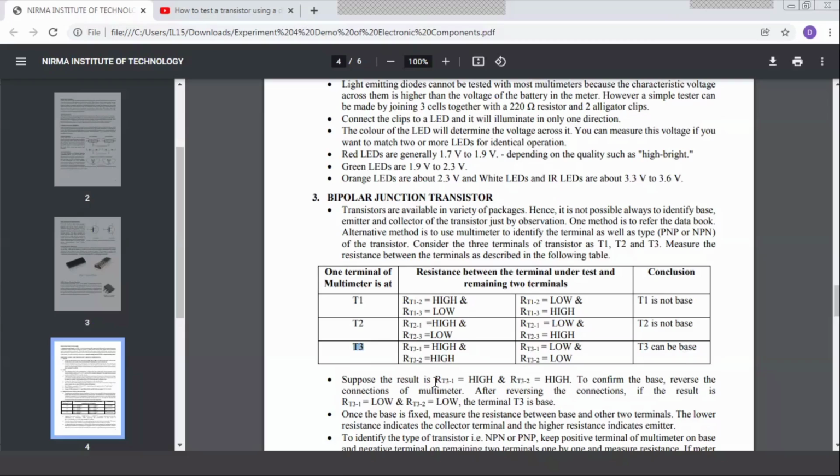So suppose you are getting a high result, right? T3-1 is high, T3-2 is high, right? So to confirm the base, reverse the connection of the multimeter. After reversing the connection, the result will be low, right? Both will be low, T3-1 and T3-2. So that confirms that T3 is base, right? Now if you know the base, you can check emitter and collector, right?